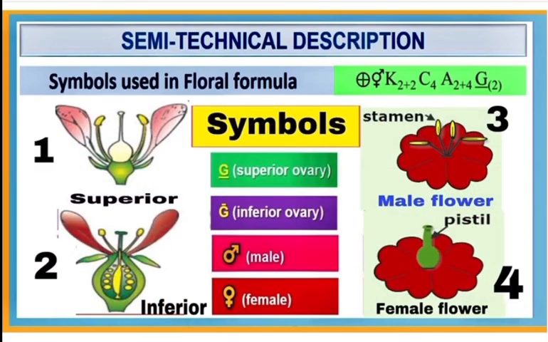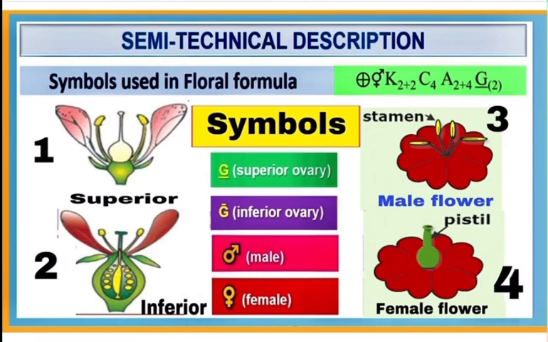Now, let us see the symbols of superior ovary. See diagram number 1. If the position of the ovary is highest and other parts arise below the ovary, then the ovary is superior, and for this a line is drawn below G. This is the symbol used for superior ovary. Next, for inferior ovary, see diagram number 2. The position of the ovary is below other parts of the flower, and for this a line is drawn above G. So this is the symbol used for inferior ovary.